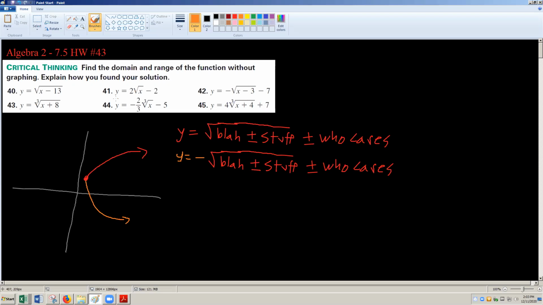We happen to be doing it with square roots here, but if it was 4th root, 6th root, 8th root, whatever, it'd be the same story. The reason is I can't take a negative even root. It'd be imaginary. So now let's get into what if this thing is y equals a cube root of something. Same story, right? Which is that I don't care what's underneath and I don't care what's on the outside.